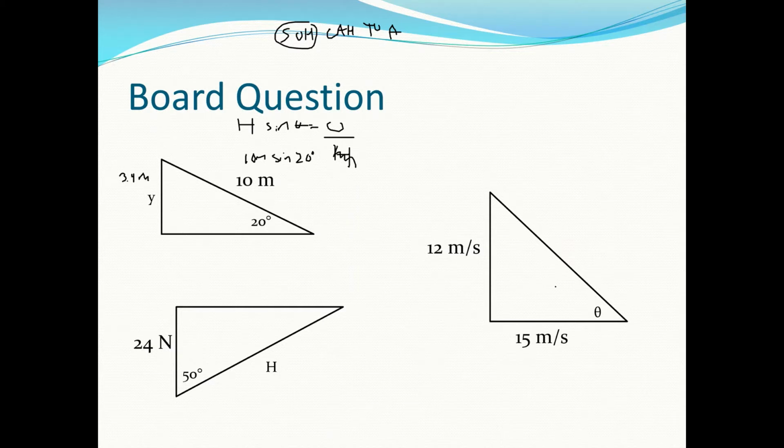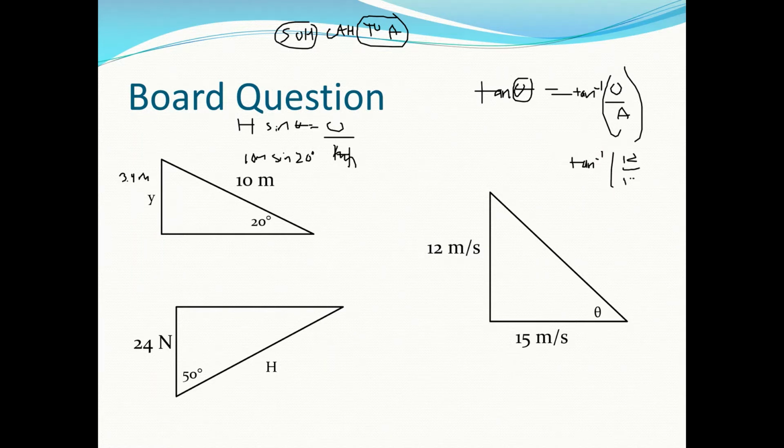Okay, for this one, I have opposite and adjacent, so I want to use tan. So we write out our formula. Tan theta is equal to opposite over adjacent. I want to solve for theta, so I move tan down below, or I call it tan negative 1. So I'd go tan negative 1 of opposite over adjacent.